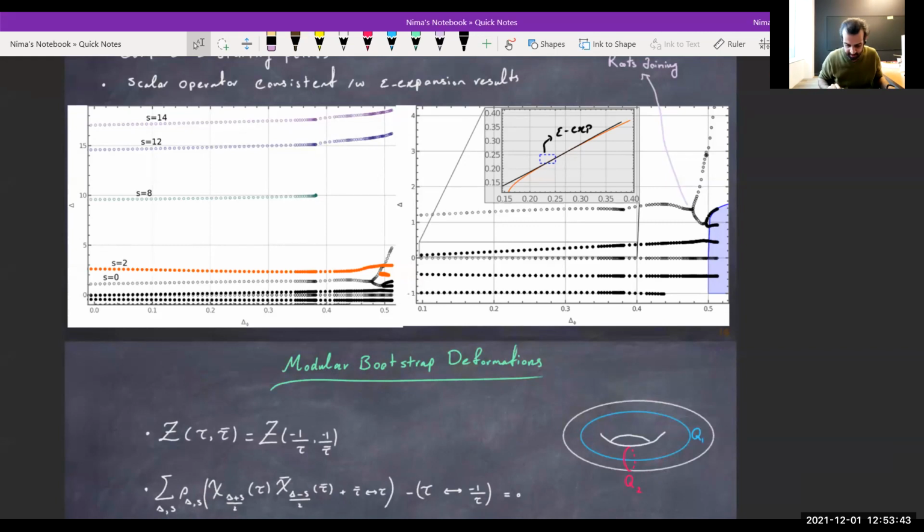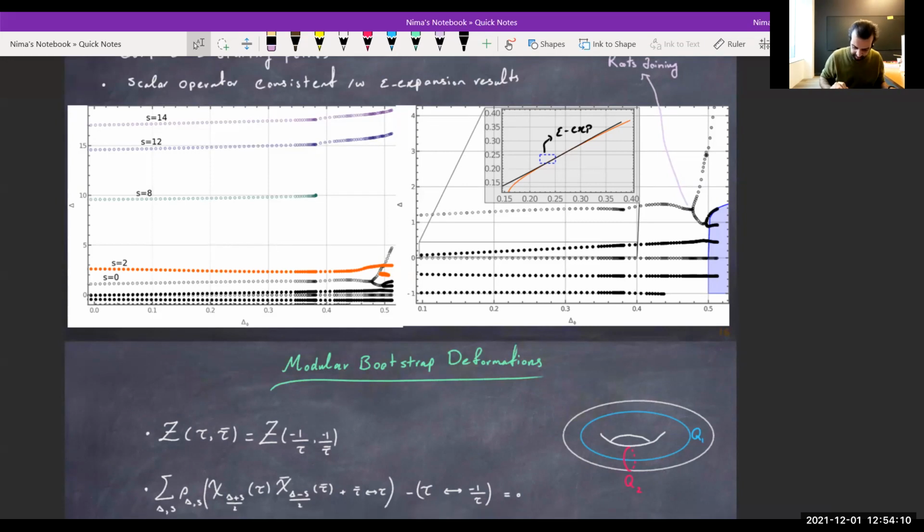Okay, let me skip the modular bootstrap stuff. It's essentially an identical story, except instead of deforming the external scaling dimensions, I am deforming the central charge. I can play a similar game. I can do deformations, and in this case also, I'm able to access some non-unitary region, where the operator spectrum is again consistent with Lee-Yang.